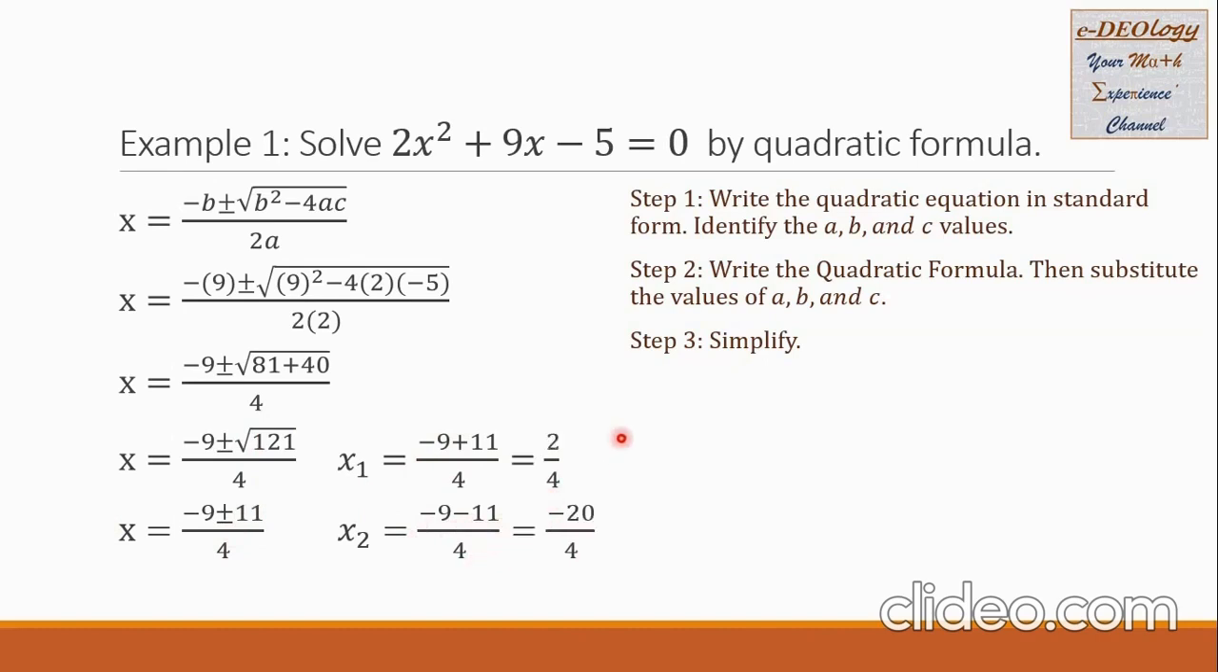Then let us simplify both. Negative 9 plus 11 equals positive 2 over 4. The negative 9 minus 11 equals negative 20 over 4. We can reduce to lowest term the 2 over 4. It is equal to 1/2. The negative 20 over 4 is equal to negative 5. So the two values of x are 1/2 and negative 5.